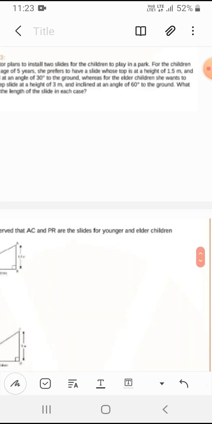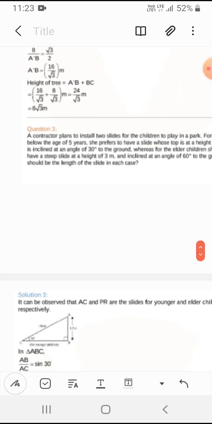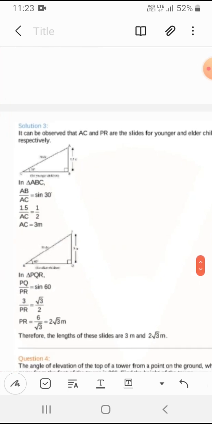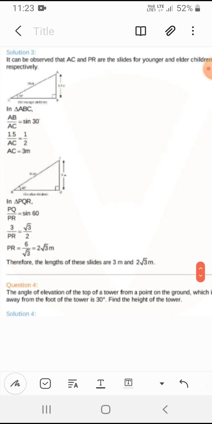That is, they are given that 3 meter height should be there and the theta should be 60. So sin 60 is 3 by P, which is equal to root 3 by 2. That is 6 by root 3, which is equal to 2 root 3 meter. So this is the answer for the two slides.